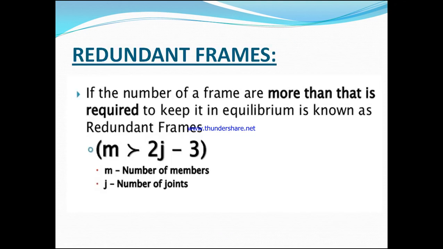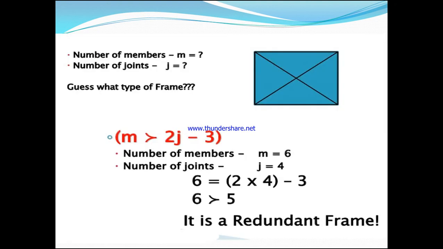Now redundant frames. If the number of members is greater than 2j minus 3, then such type of frames are known as the redundant frames. We'll see one example. This is a given frame, for example, number of members 1, 2, 3, 4, 5, 6. Total number of members 6. Number of joints are 1, 2, 3, 4. 4 joints. Apply the condition m equals 2j minus 3. Number of members 6. Joints are 4, 2 into 4 is 8 minus 3, 5. Here the number of members is greater than 2j minus 3. So hence it comes under the category of redundant frame.